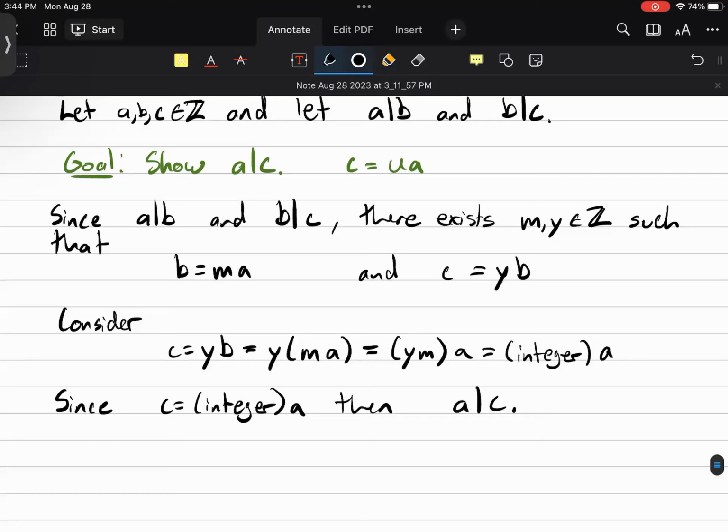Now, if I prove what I set out to prove, then what do I put at the end of it? For us, we're gonna go with the square. If you do QED, you're more than welcome to do that.